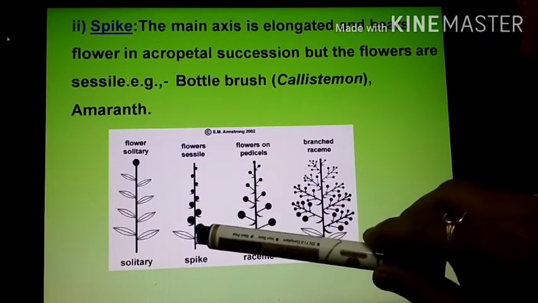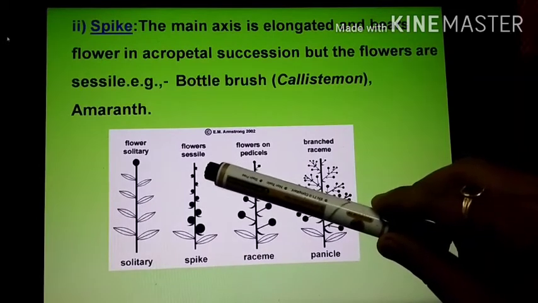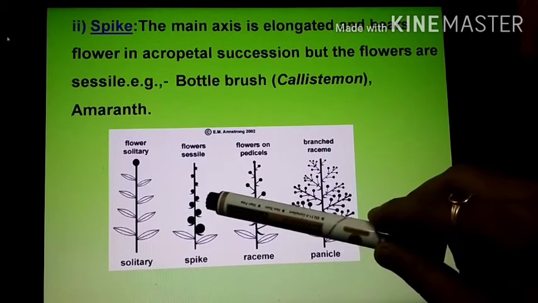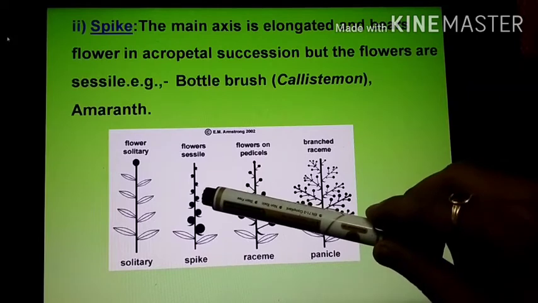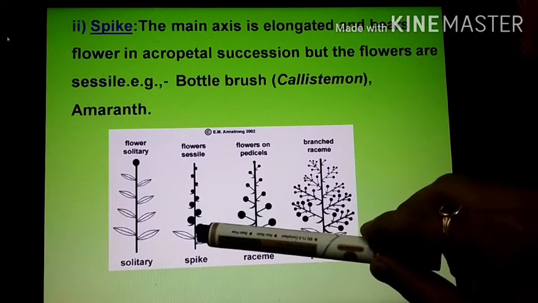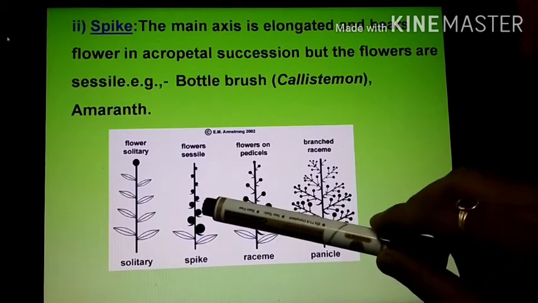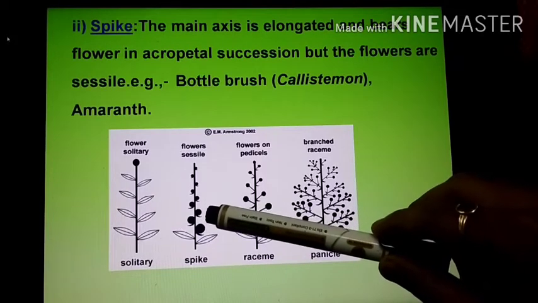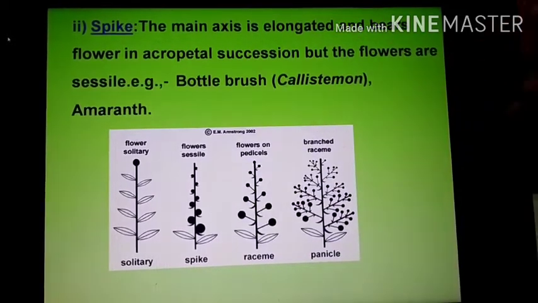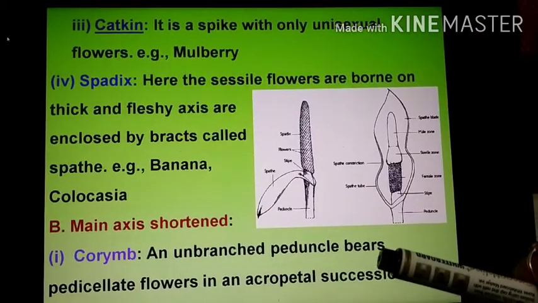এটা হলো spike. Here the main axis is elongated and bearing the lateral flowers in the acropetal succession. পাশের ফুলগুলি acropetal succession। Lower will be the older, upper will be the younger. কিন্তু flowers are sessile as well as bisexual. Stalkless flower, bisexual. যেমন bottle brush অথবা amaranth.